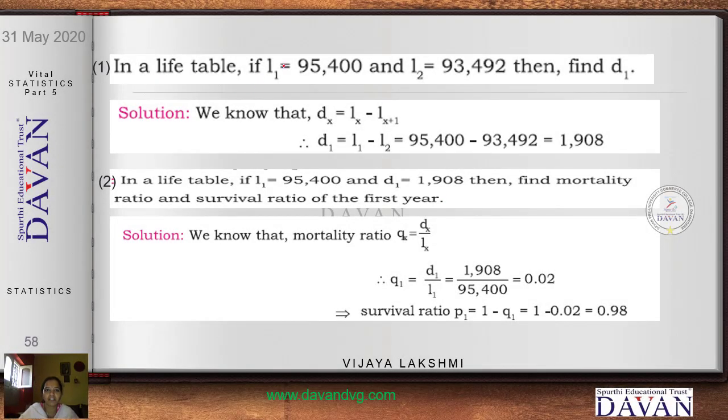In a life table, if L1 is 95,400 and L2 is 93,492, then find D1. So L1 is 95,400, L2 is 93,492. People at the age 1 have this strength, and people who have reached age 2 have this one, and they are asking what is the total number of people who are dead between the age 1 and 2. So it's given with the formula dx is equal to Lx minus Lx plus 1. So 95,400 minus 93,492, which is equal to 1,908.